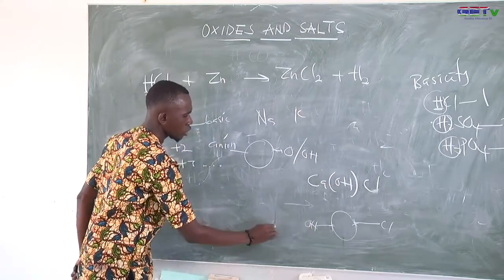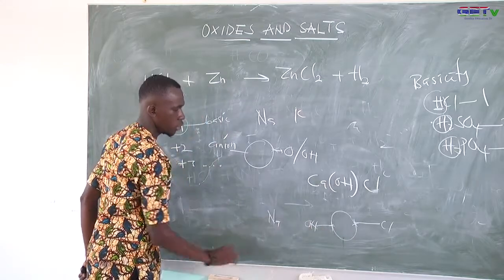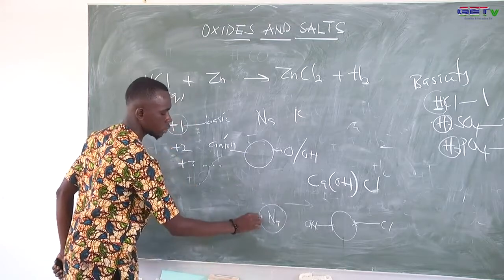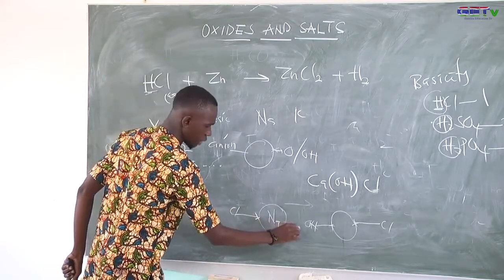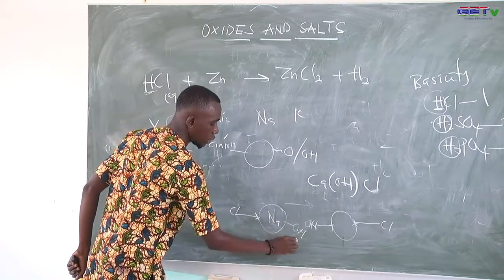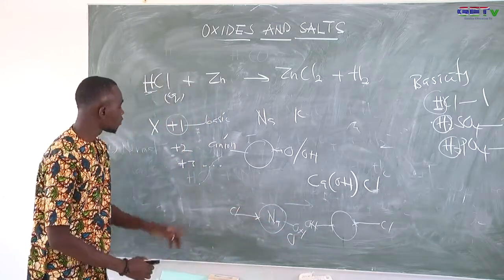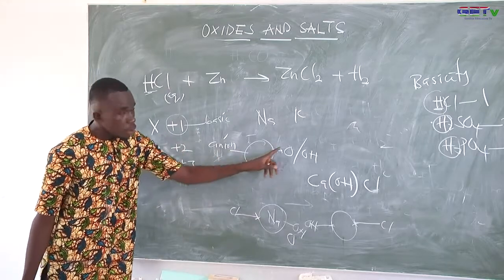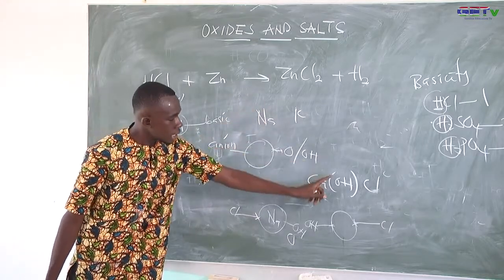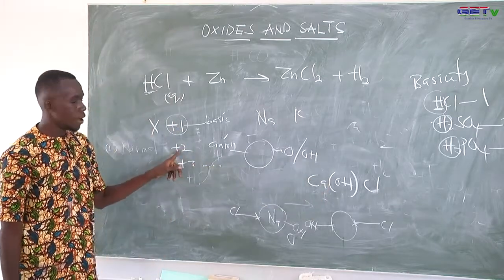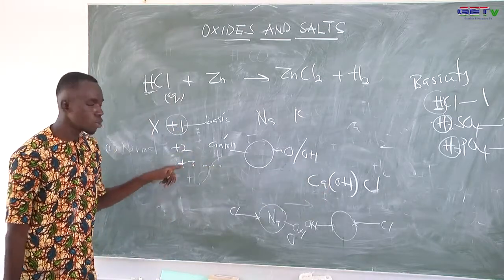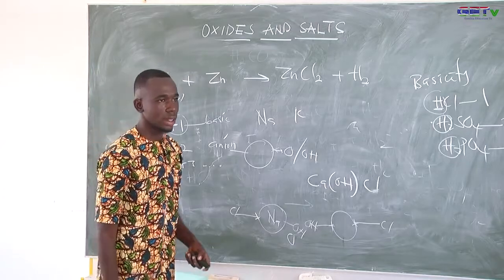But if you are using something like a group 1 element like sodium, the valency is what? Just 1. So when it reacts this side with chlorine, it cannot react with the hydroxide, or with the oxygen. So therefore, for a basic salt to be formed, the central atom, which is this calcium now, should have an oxidation state of +2 or +3.